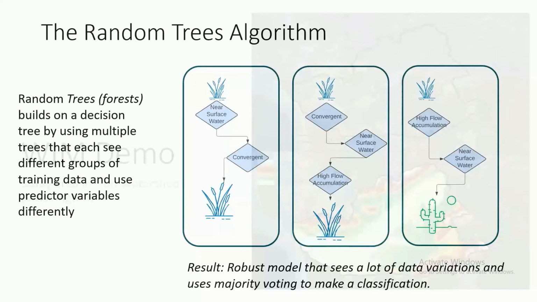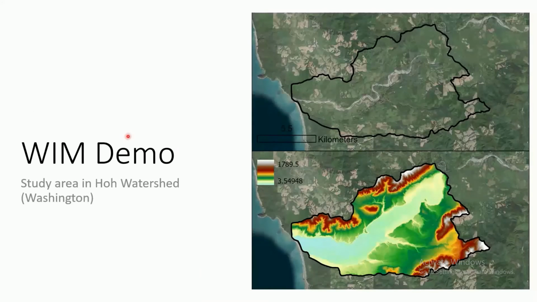So I'm going to run through a WHIM application for a study area in the Hoh watershed. This is in Washington State. You can see that I'm going to work with just a single HUC-12, and we can get a quick sense of what the topography looks like in this area.